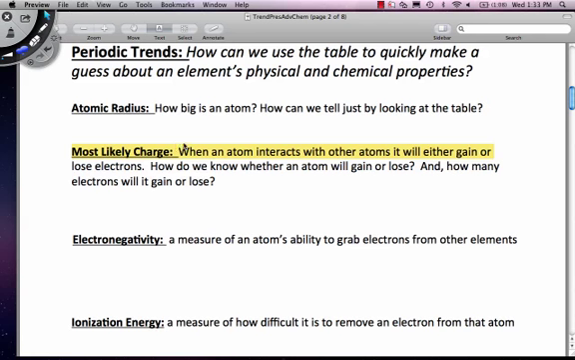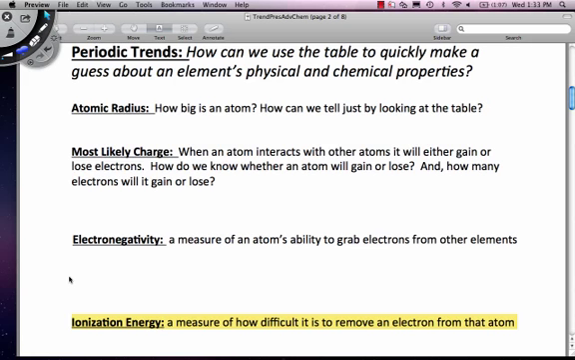So when an atom bumps into another atom and they think about exchanging electrons with one another, is an atom going to lose an electron or gain an electron, and how are we going to know? There's also another property called electronegativity, and that's a measure of an atom's ability to steal electrons from other elements. And then lastly, we're going to take a look at the trend in ionization energy, which is a measure of how protective an atom is of its own electrons.